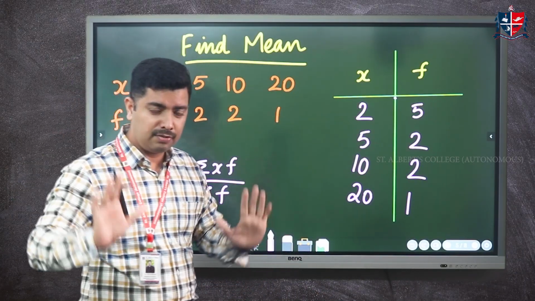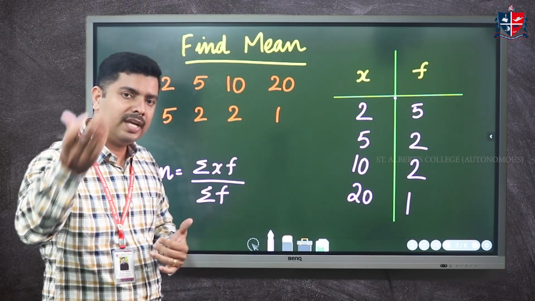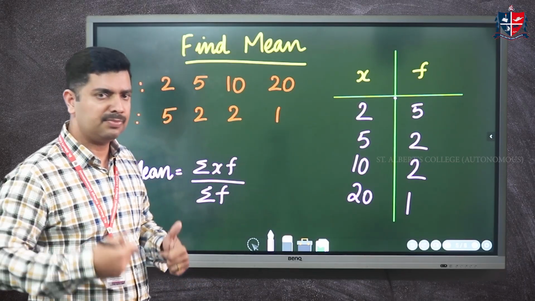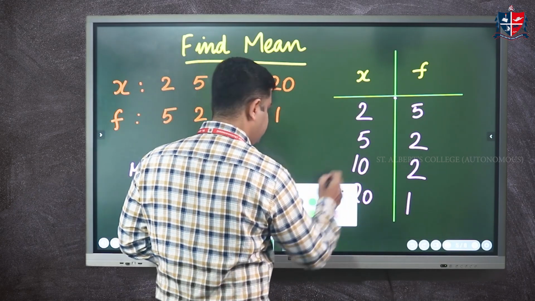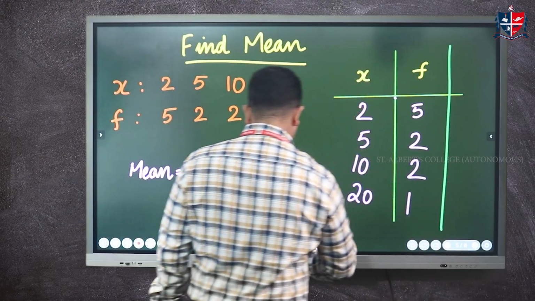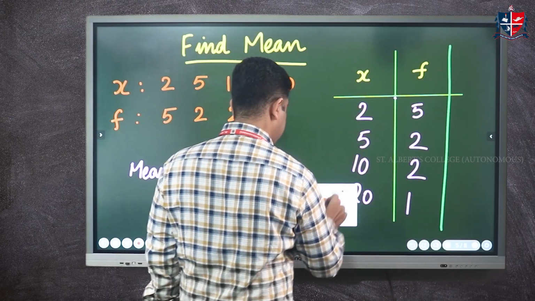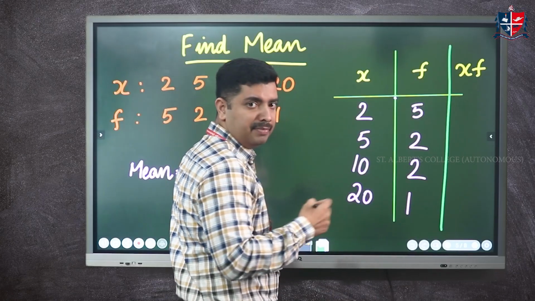So what are we supposed to do next? Hope you can pause the video and solve the problem. By the time I'll also solve, and once you get the answer, just cross check with mine. I think that is the best method of doing it. So next, we are supposed to find the xf. Multiply them. xf means multiply them.